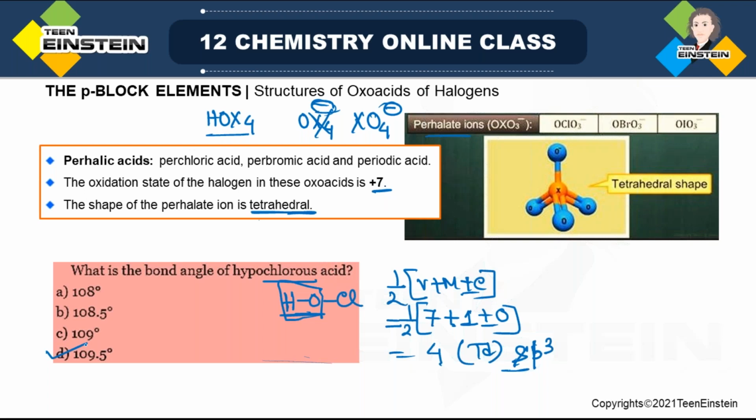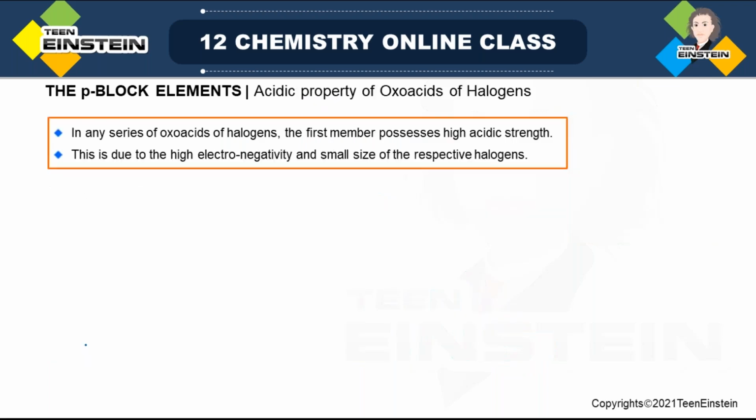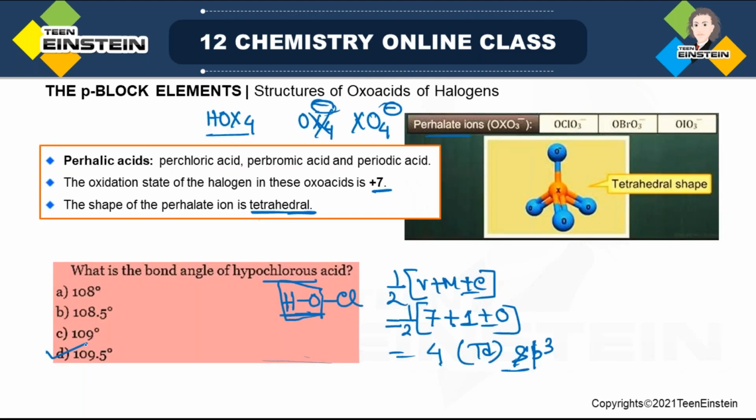So next you will see their acidic properties. That means as they are acids, we are calling them oxoacids. So it is 109 degree. Actually, if we see the value, it is 109 degree 28 minutes. So the nearest value will be this one, not 109.5.